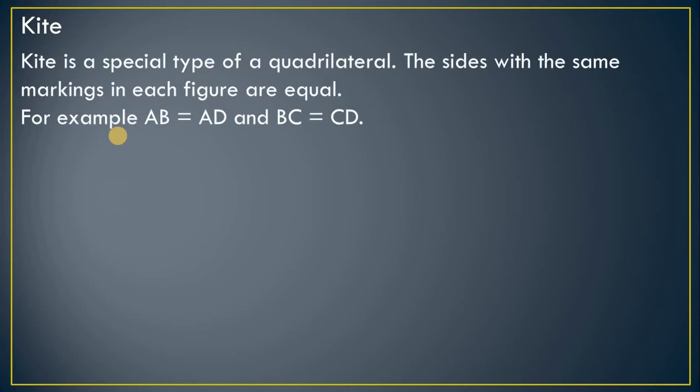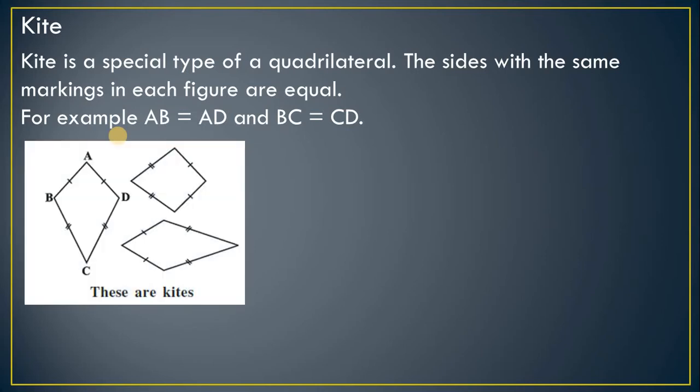Kite is a special type of quadrilateral and the sides with the same marking in each figure are equal. So you observe this figure, same marking means this marking is same as this one, this marking is same as this one. It means that side AB is same as AD and BC is same as DC. Here also this side is same as this one, this side is same as this one. Here also same. So these are the kites.